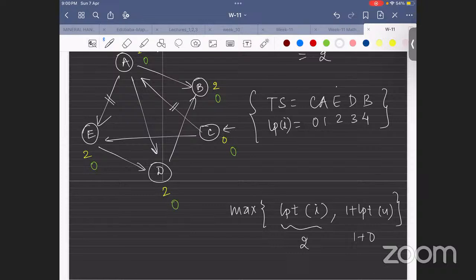I'm not able to think of that. Did you get the idea? Yeah, I get that idea. That depends on the example that you'll be getting. But you must be getting it for some graph, right? Otherwise, the formula would have been 1 plus the longest path to U itself.